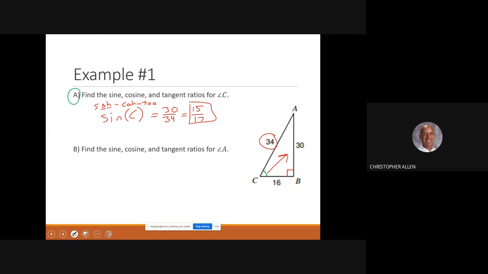Opposite over hypotenuse. Okay, let's do another one. Let's look at the cosine of C. What will the cosine of C be? Well, now I'm going to look here. Ka. That's cosine, and A means adjacent, and H means hypotenuse. So I need to go this over this, because this is the adjacent side and this is the hypotenuse. So this one's going to be 16 over 34. Can I simplify that one? Does 2 go into 16 and 34? I think it does. So that's going to give us 8 over 17.